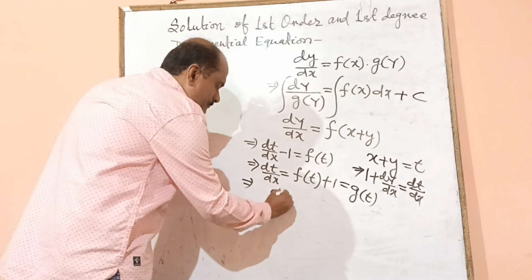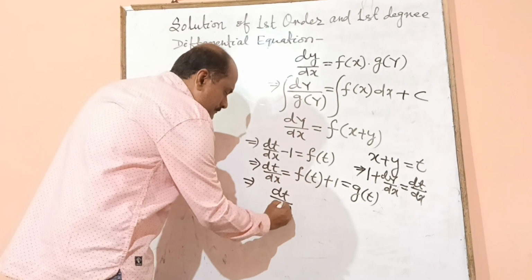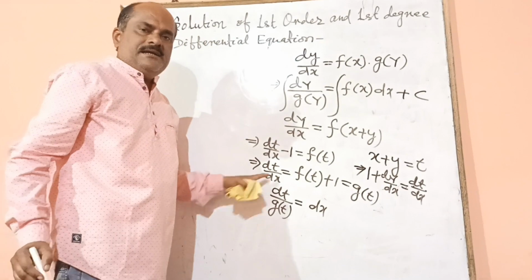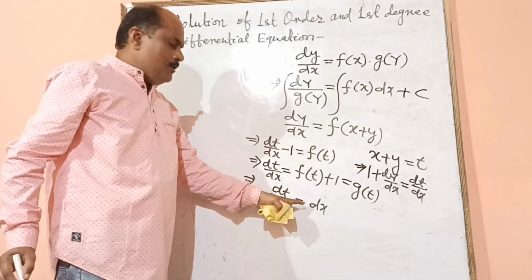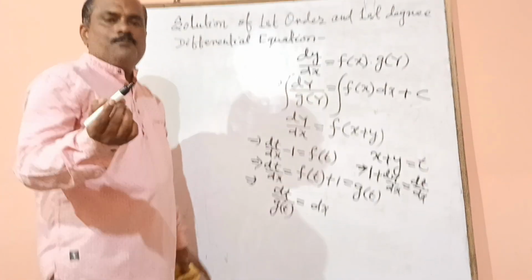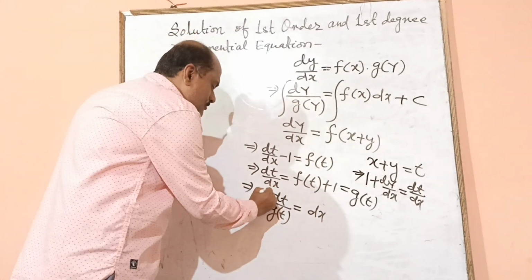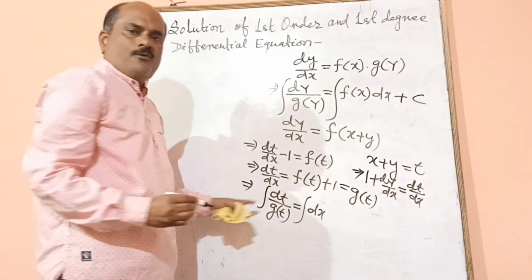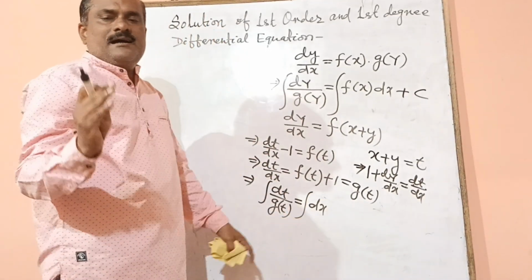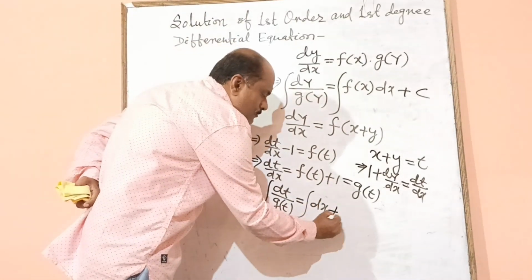dt/g(t) = dx. There is a function of t with dt, and there is no function of x here, only dx. Now we can integrate both the sides to find the required solution. Integrating both the sides, we get the required solution. Since we take integration one time, the solution has one arbitrary constant.